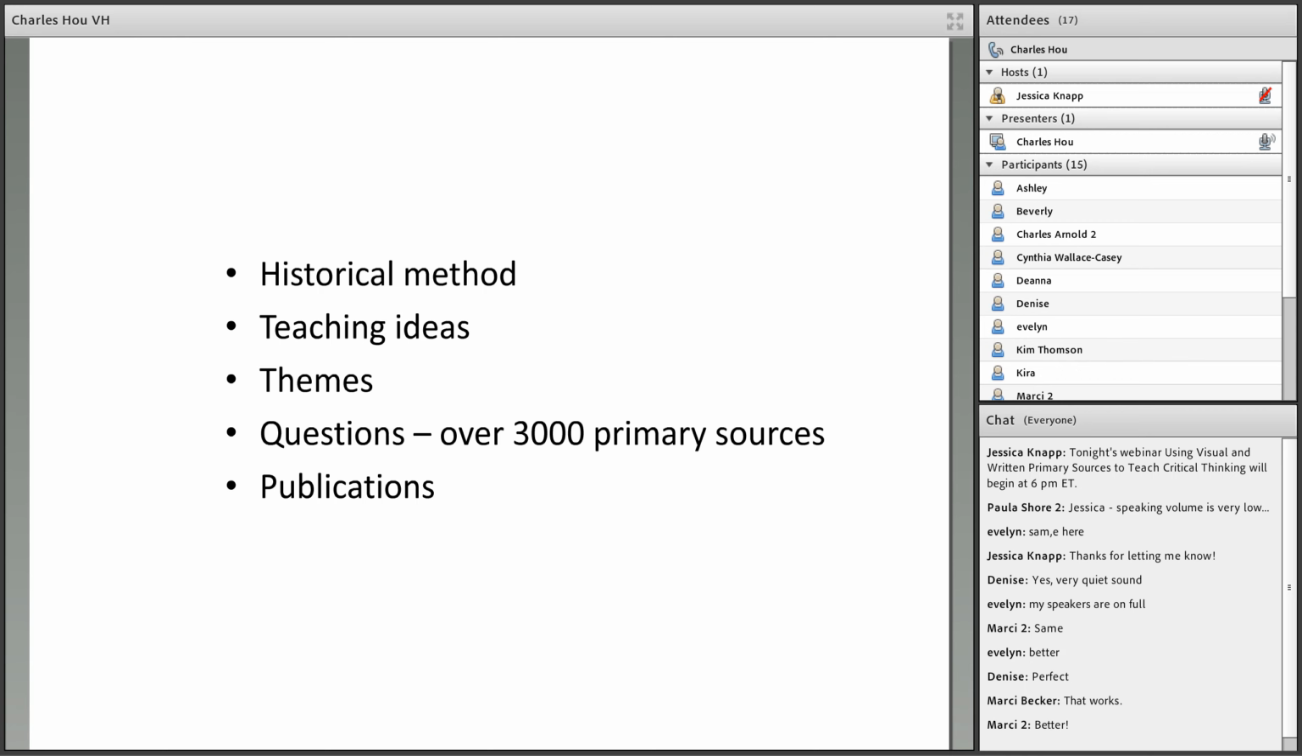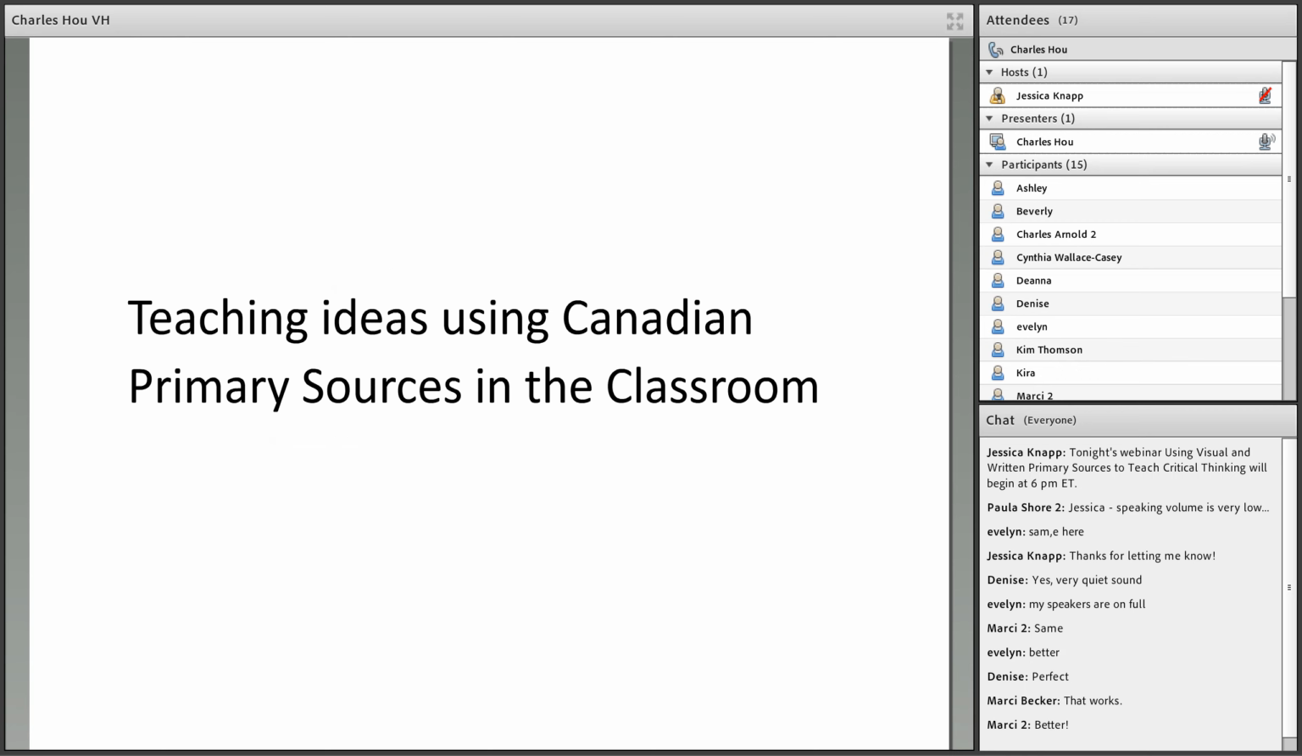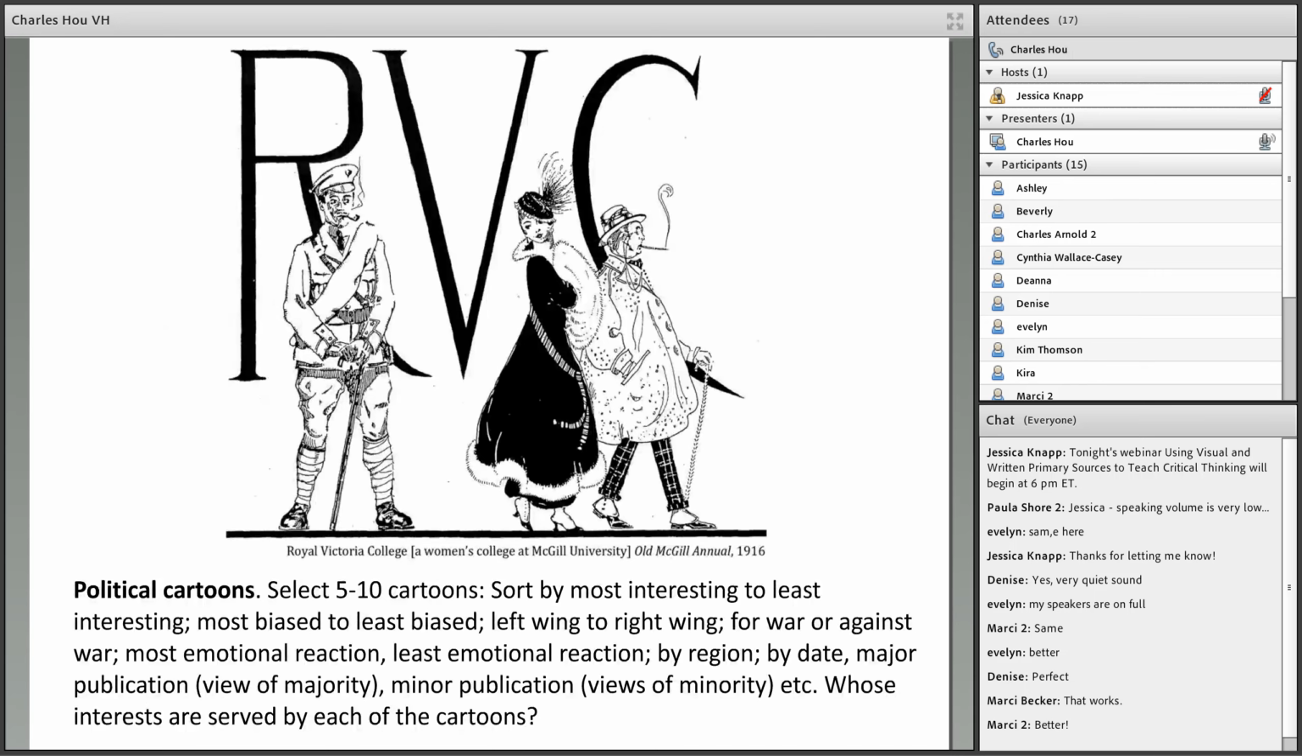And I'm running out of time, so I'm going to have to move a little faster. Here's just some ideas that I think are revolutionary now. If I were teaching today, I could just teach it in a totally different way. The teachers can go through the First World War, for example, and pick cartoons that are left wing, right wing, emotional, not emotional. They can pick them by region, and you can get the students to try and sort these and explain their rationale for doing it that way.